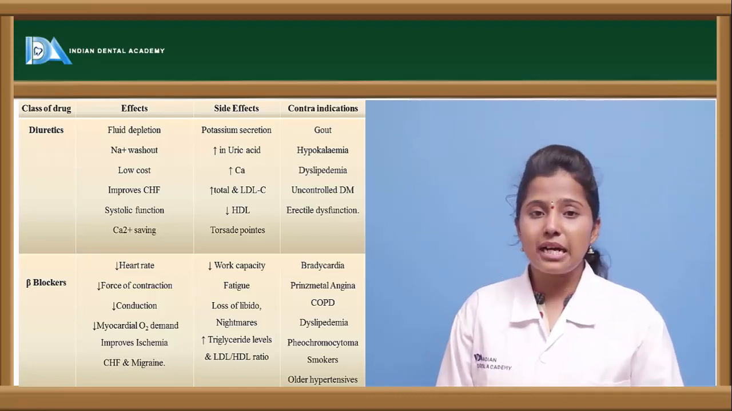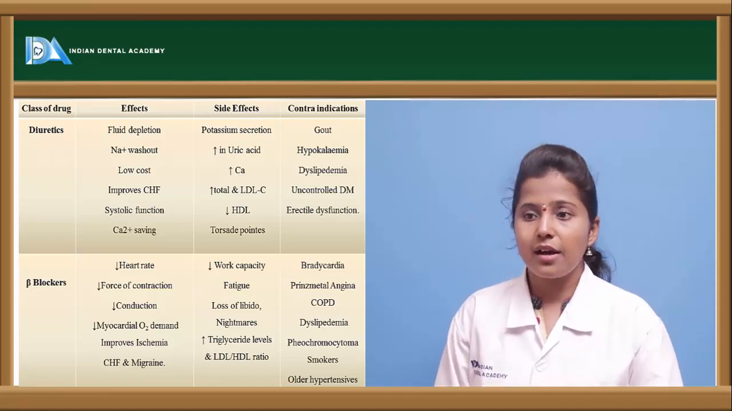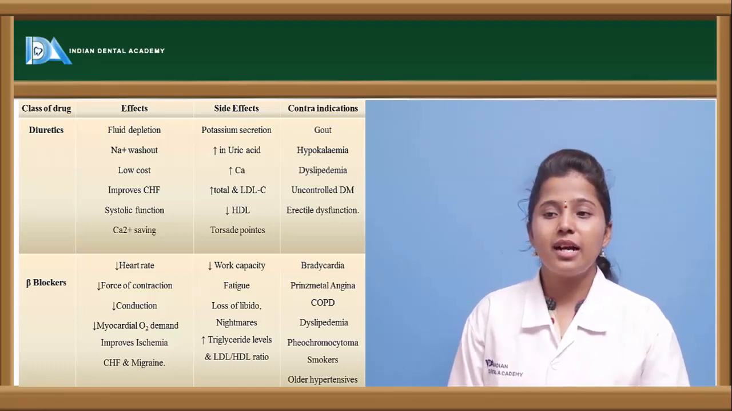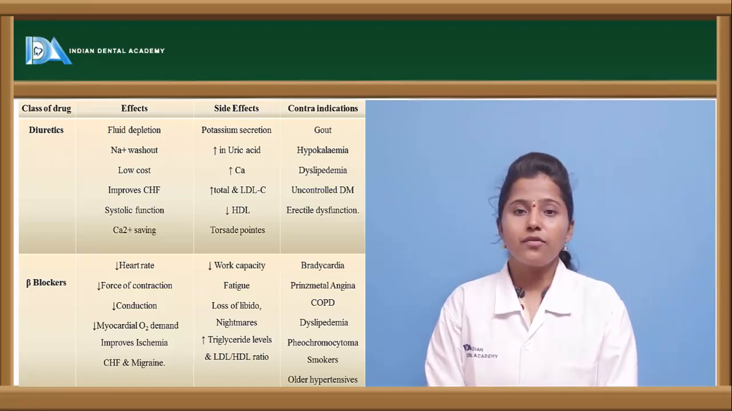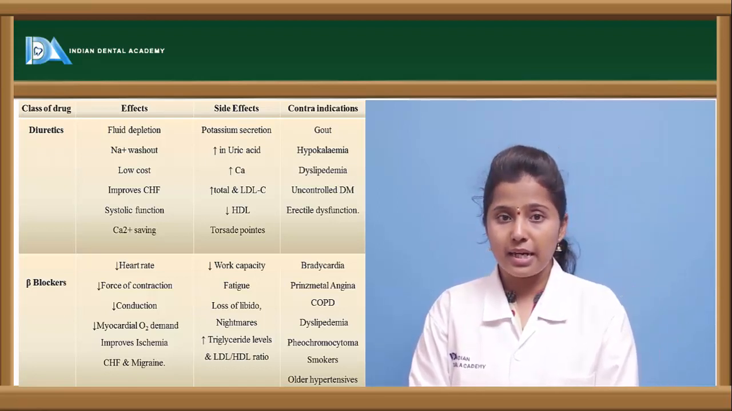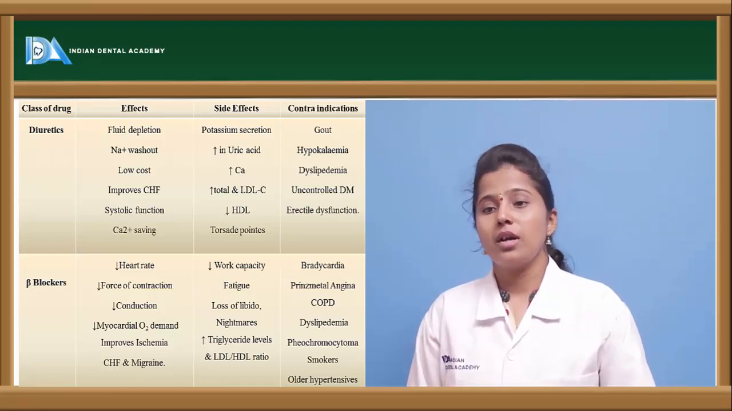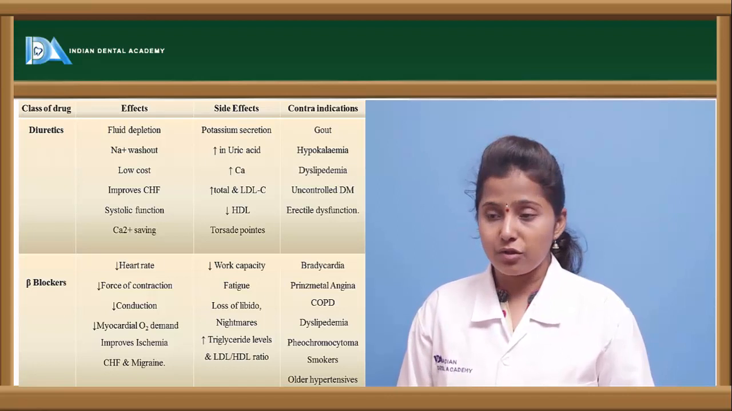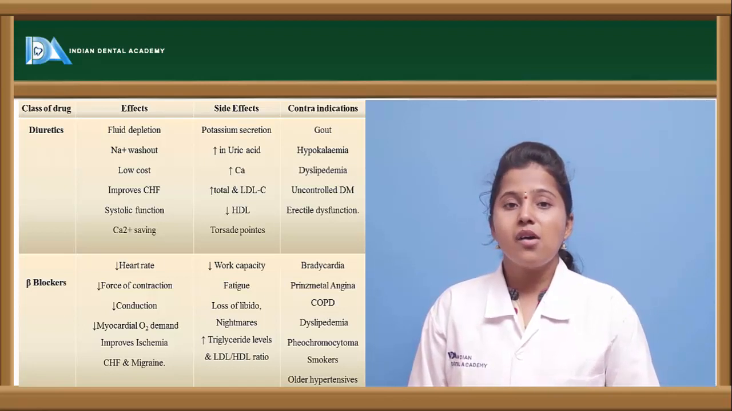And side effects. What are the side effects caused by beta blocking drugs? Decreased work capacity, fatigue, loss of libido, nightmares, and increased triglyceride levels; the LDL and HDL ratio also may be increased because of beta blocking drugs in high dose. These beta blocking drugs should be contraindicated in bradycardia, because bradycardia is a condition with decreased force of contraction, so if beta blockers are given in bradycardia, that gives a synergistic effect. Also in Prinzmetal angina, COPD (chronic obstructive pulmonary disease), dyslipidemia and pheochromocytoma.